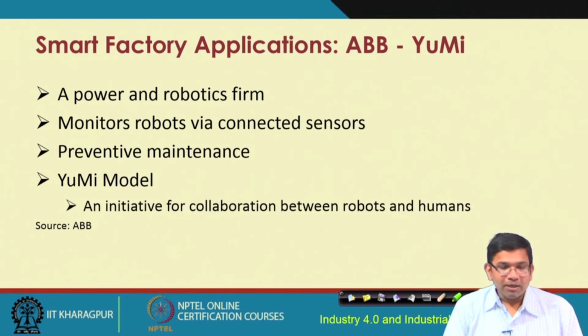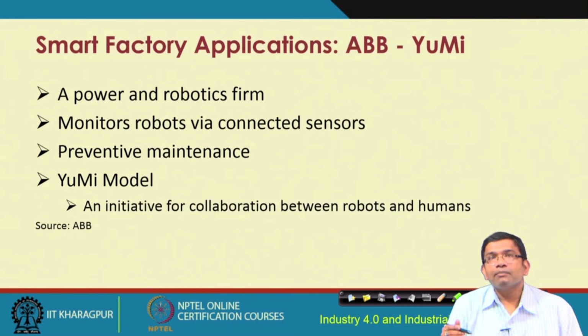ABB came up with the UMI model, which is basically an initiative for collaboration between different industry scale robots and the humans, UMI model. And ABB, as you know, is a power and robotics firm, which has sensors and different robotic machinery enabled power systems for monitoring the condition of these machines and so on. So, these machines are all sensor enabled and also are connected through robots. And this UMI model can help in the preventive maintenance of the ABB's products.